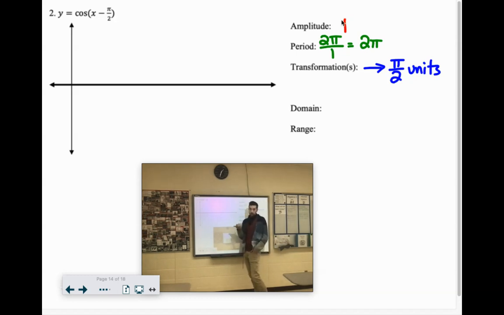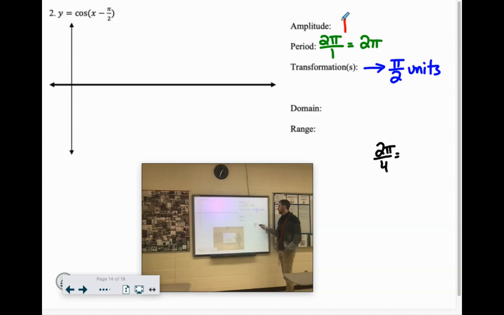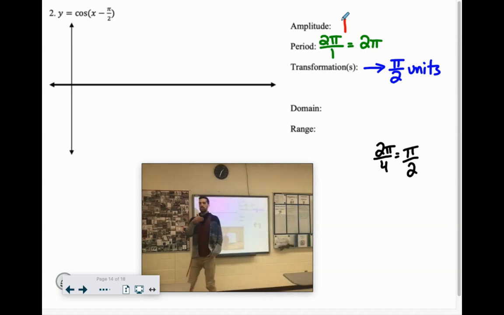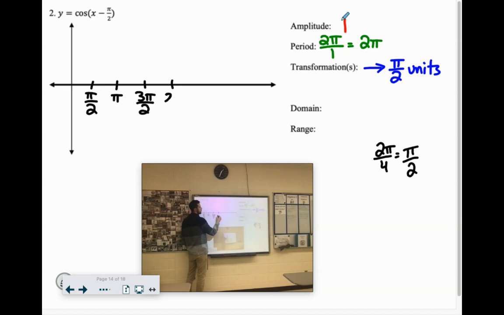Now, I like to figure out my steps so I can mark it accordingly. So if we take our 2 pi and we divide it by 4, then each step, each time the graph changed, will be 1/2 of a pi. So I'm going to mark them off as every half pi. So here would be 1/2 pi. 2 half pies would be 1 whole pi. So pi over 2, 2 pi over 2, which is pi. 3 pi over 2. 4 pi over 2 is just 2 pi.